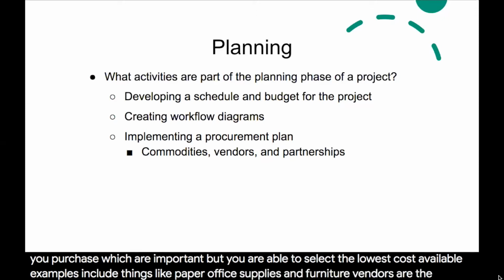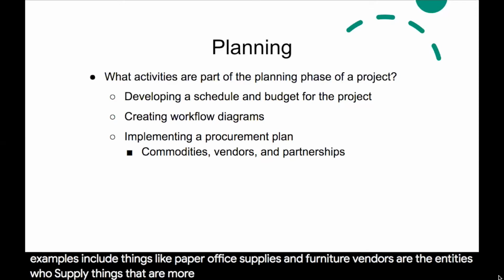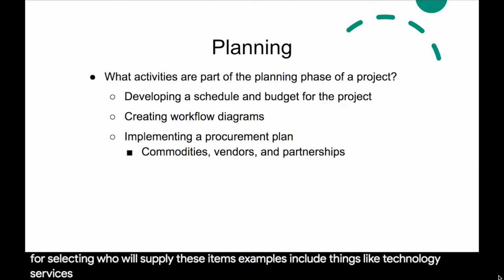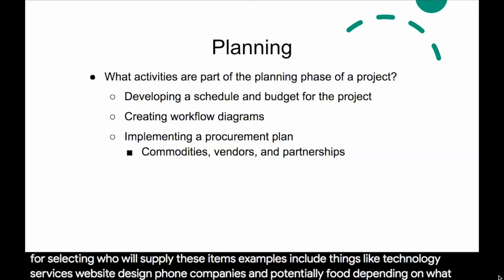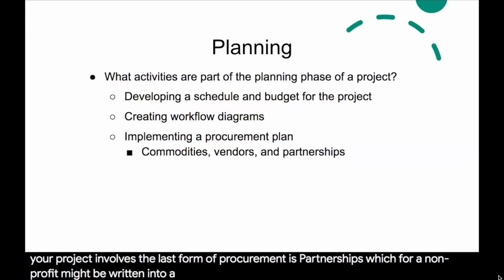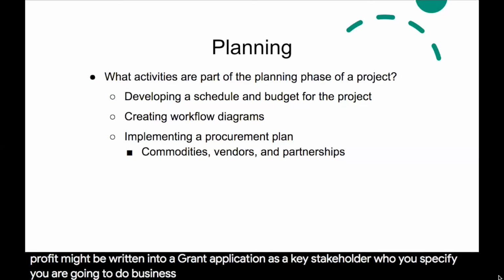Vendors are the entities who supply things that are more specialized. A bid or request for proposal might go out for selecting who will supply these items. Examples include things like technology services, website design, phone companies, and potentially food, depending on what your project involves. The last form of procurement is partnerships, which for a nonprofit might be written into a grant application as a key stakeholder who you specify you are going to do business with. In the private sector, this can involve activities like revenue sharing.